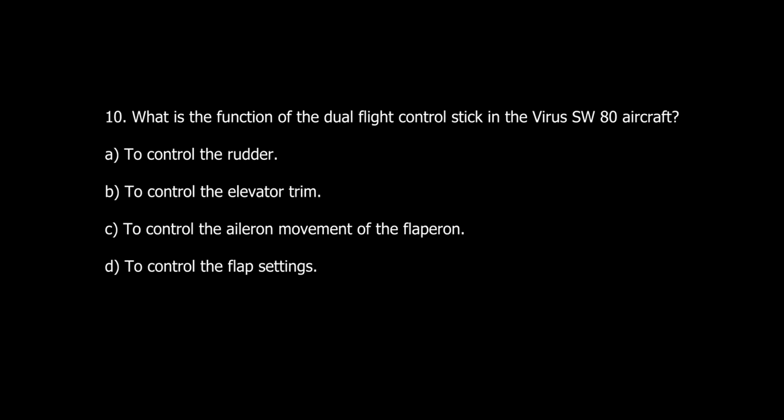Question number 10. What is the function of the dual flight control stick in the Virus SW-80 aircraft? A. To control the rudder. B. To control the elevator trim. C. To control the aileron movement of the flap aileron. D. To control the flap settings.